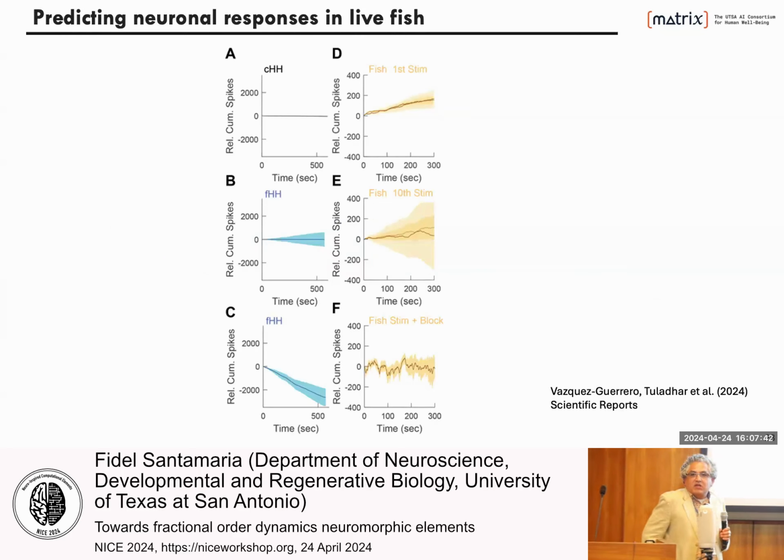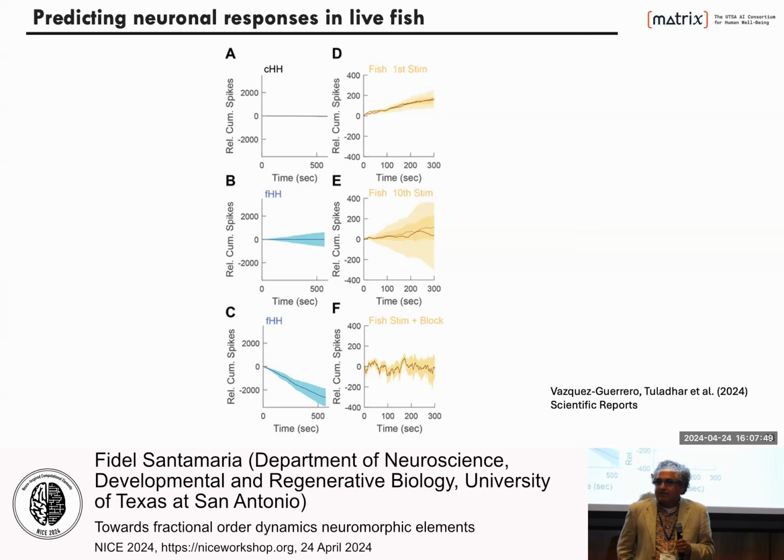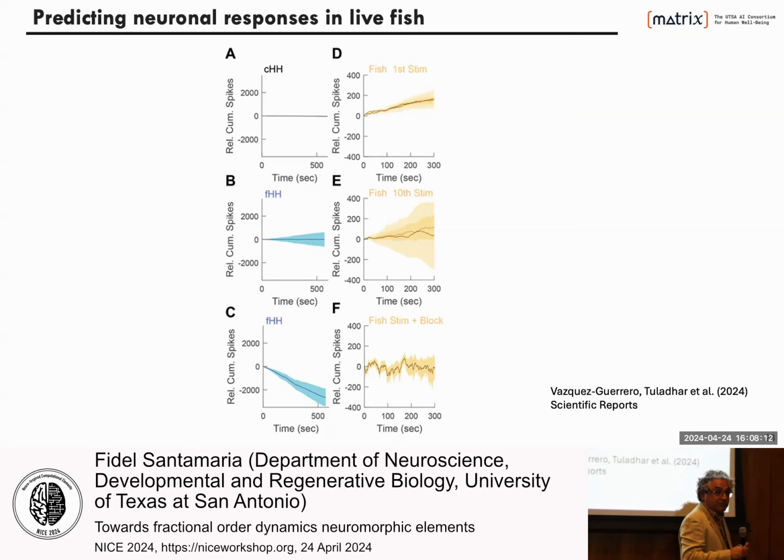So we said, well, if there's history dependence, where is it in the cell? If there's history dependence, then the effect of any sensory input to the neuron should last longer than the traditional time constant. Right? That's what should be considered, that the time constants depend on the history.